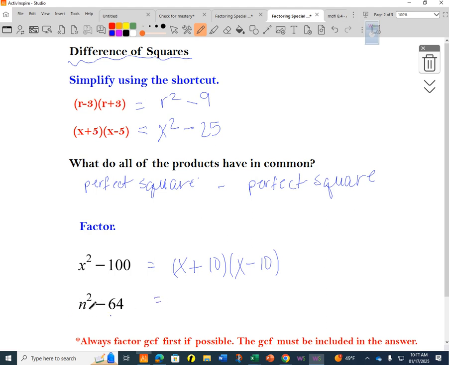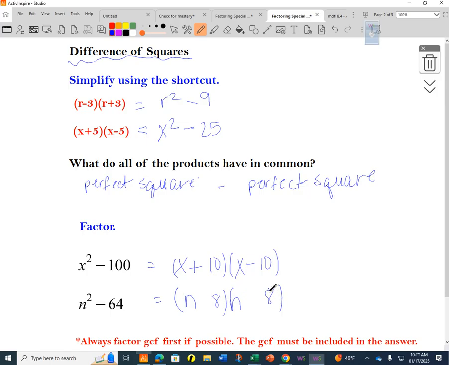Okay. Is n squared minus 64 a difference of squares? Is it a perfect square minus a perfect square? Okay, so we should be able to factor it into two binomials. What goes in the first spot, Danielle? N. What goes in the second spot, Lee? 8. 8 times 8 is 64. Very good. Square root of n squared is n, goes in both first spots. Square root of 64 is 8, it goes in both second spots.